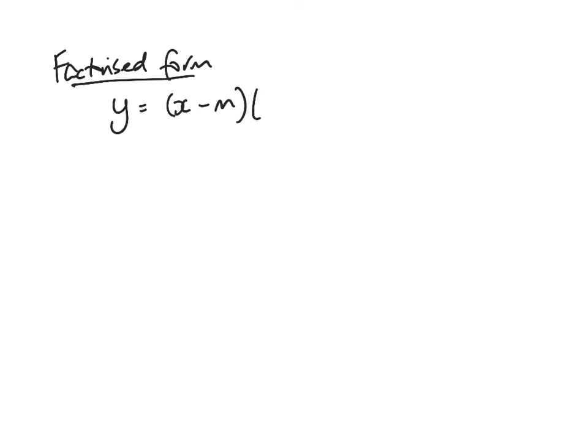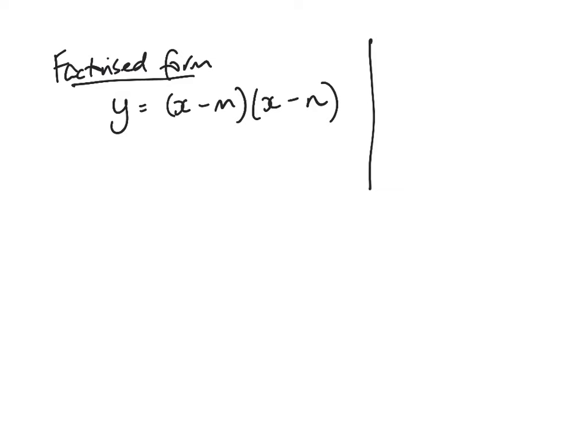Hi there, this lesson is about sketching graphs that are in factorised form. So factorised form means completely factorised form. That's when the equation looks like this: x minus or plus a number, x plus or minus another number, and you notice that you have two brackets and no spares.